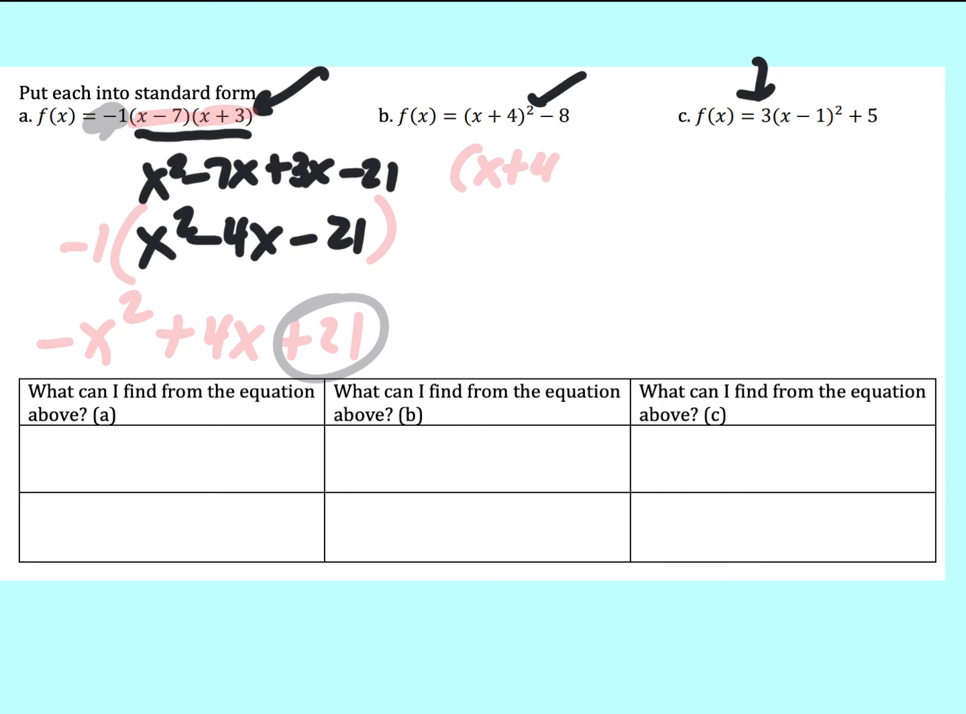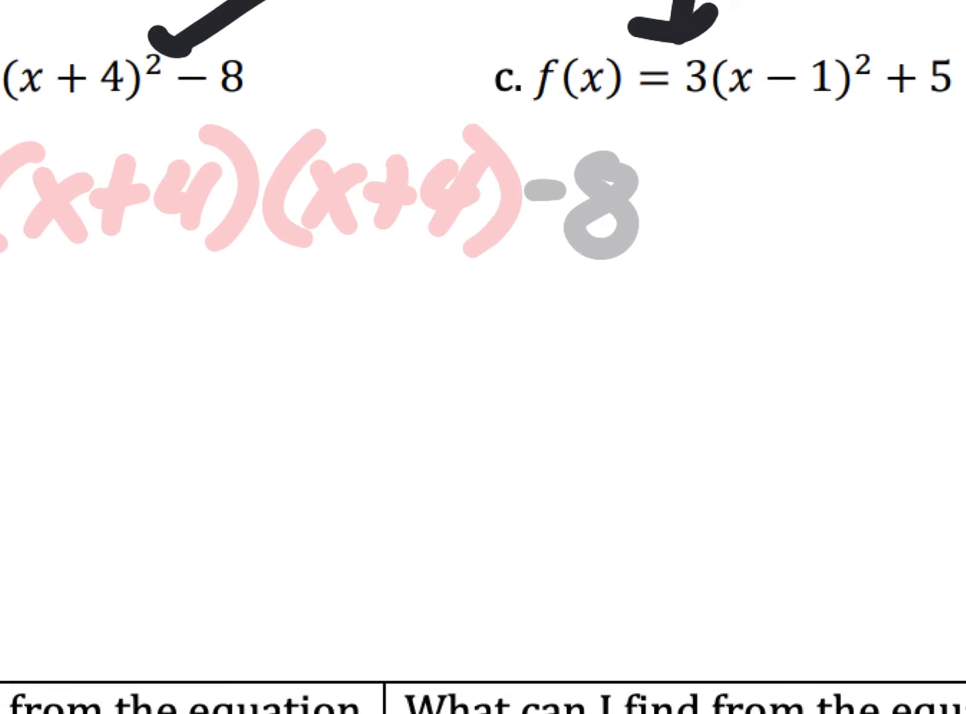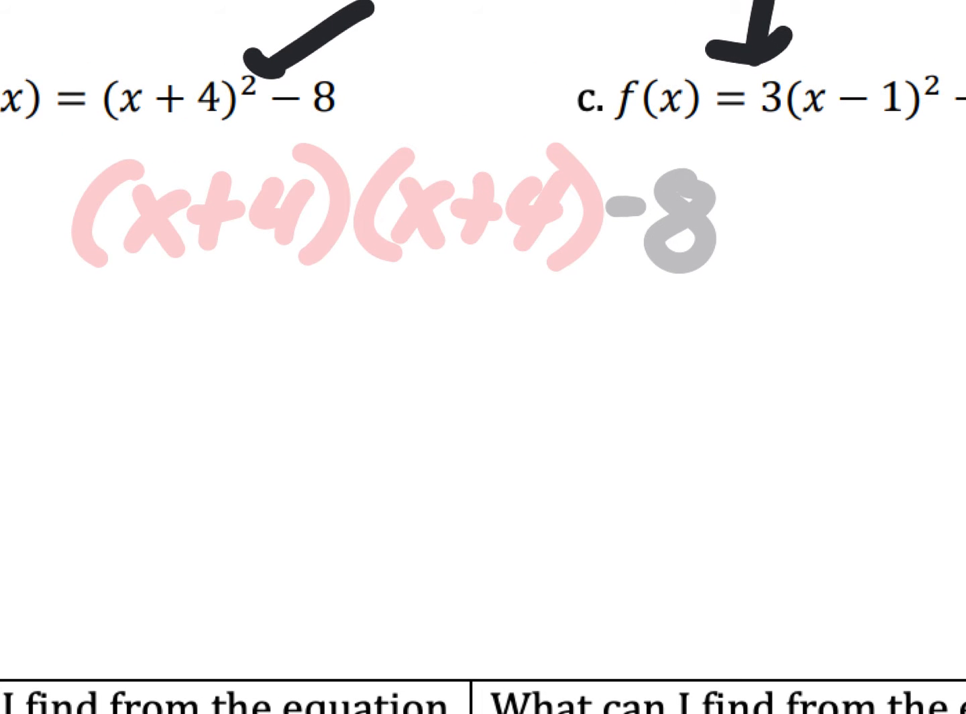X plus 4, you have to stretch it out into two of these. You can't just say x squared plus 4 squared. That doesn't work. X squared plus 16 is wrong. And some people think, oh, that's factored form, isn't it? No. You can't have a number out here if it's factored form. That's not factored form. It's not wrong, but it's not factored form.